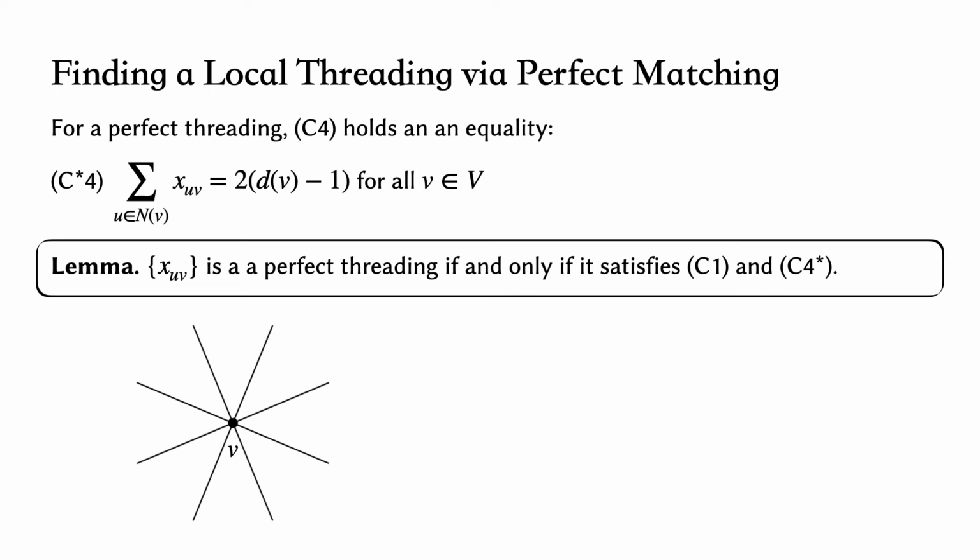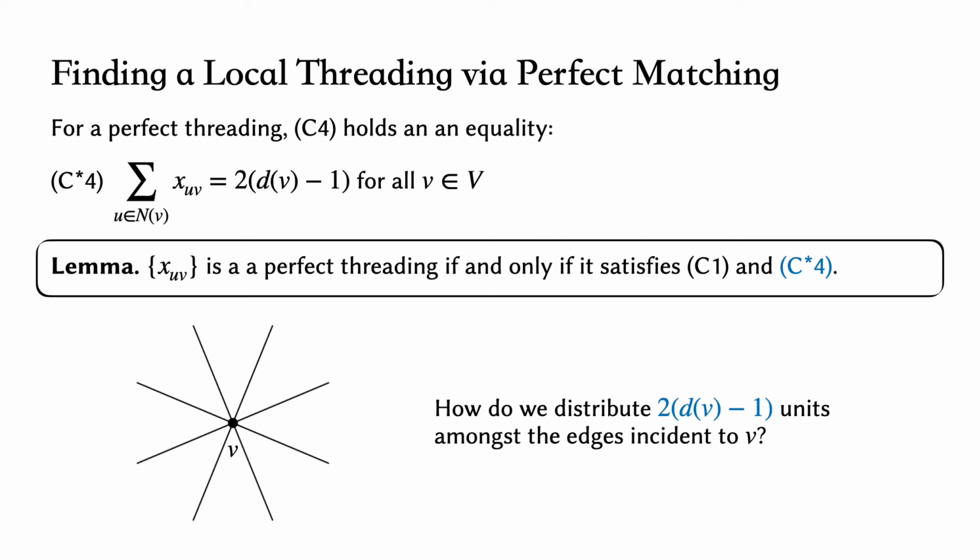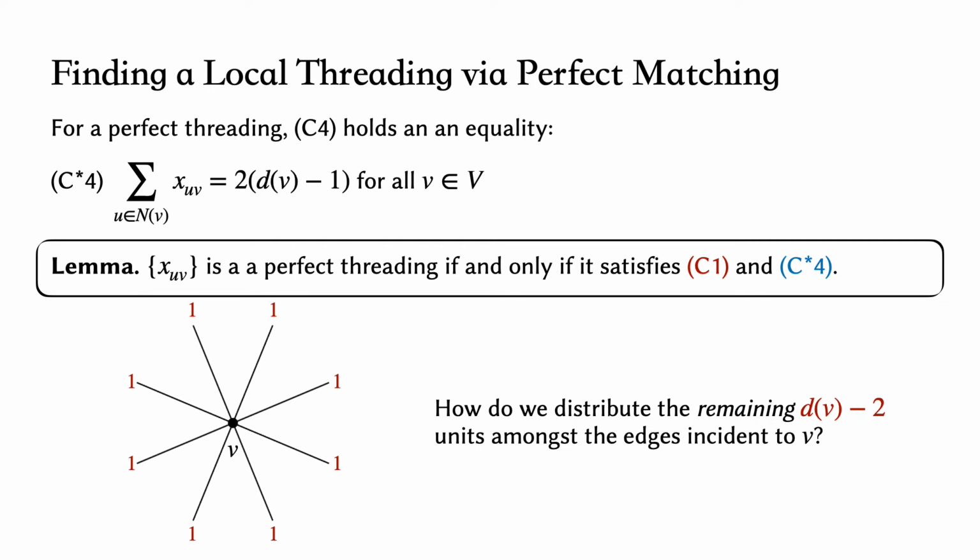Now, let's consider the problem. At every vertex v of the graph, we want to distribute 2dv minus 1 units, or threads, amongst the edges incident to it. This is the question. We know that each edge has to be threaded at least once based on constraint 1. Therefore, the problem reduces to distributing the remaining dv minus 2 threads.